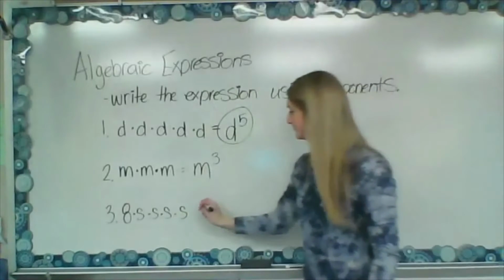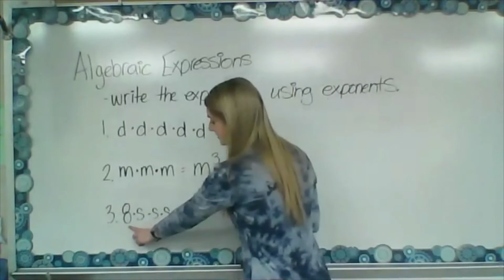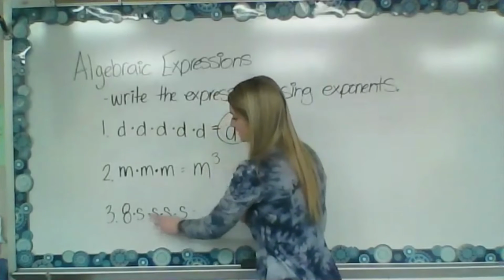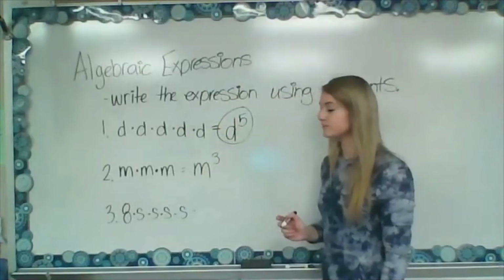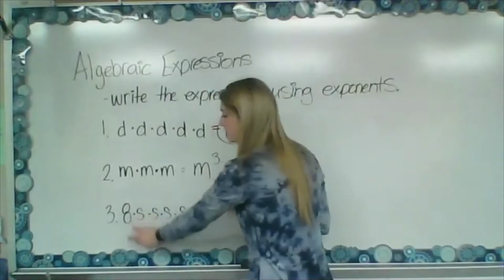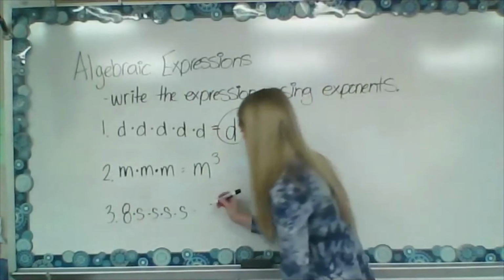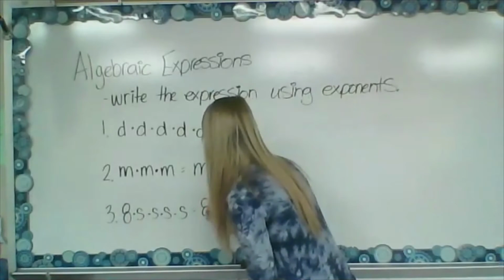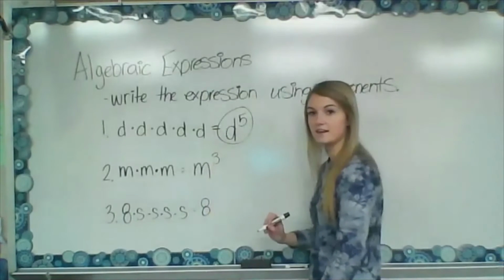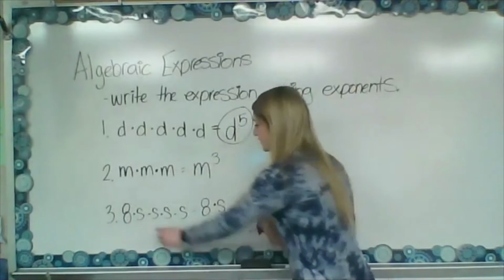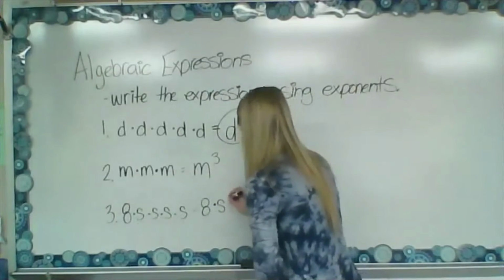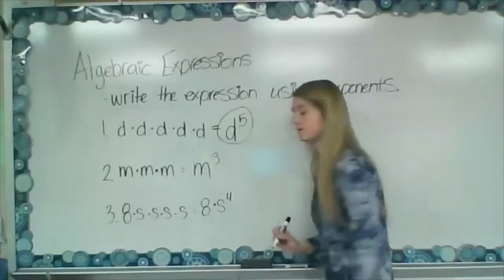My last one, let's look. I have 8 times s times s times s times s. So this one's a little bit different, right? Because I have an 8 here. So all I have to do is copy down that 8 and then times s, how many s's are there? 1, 2, 3, 4. S to the power of 4.